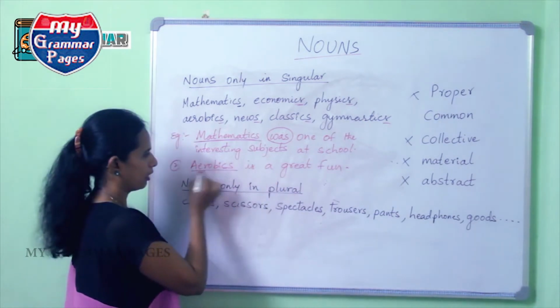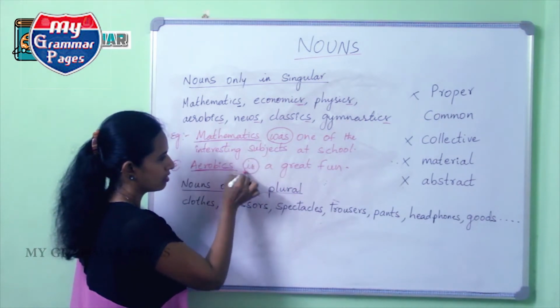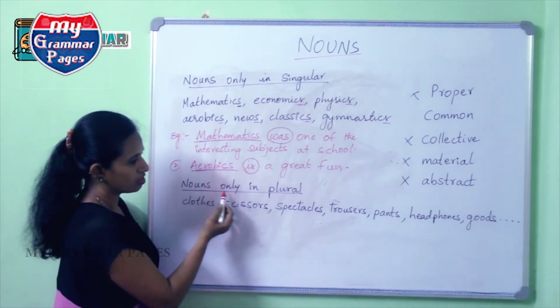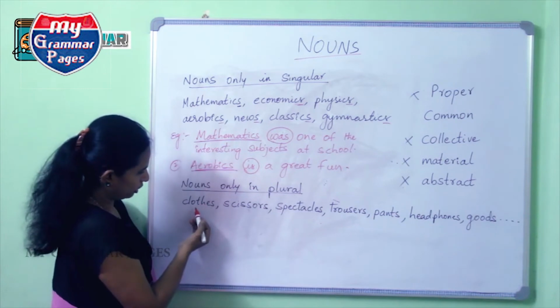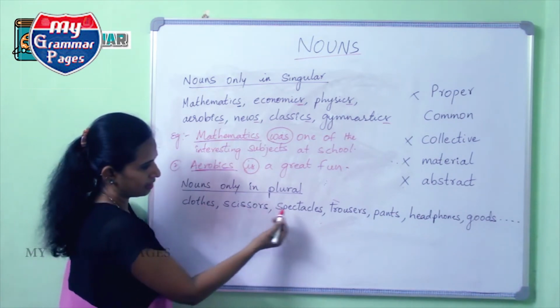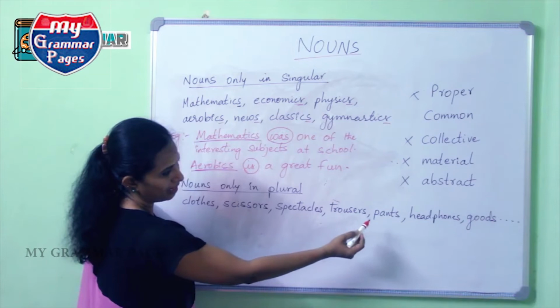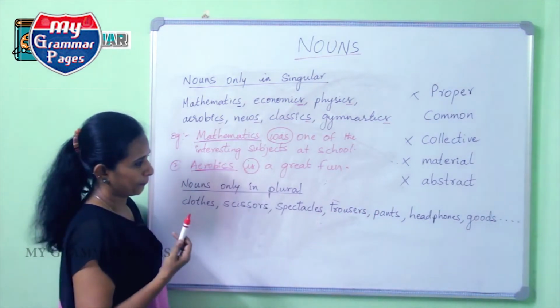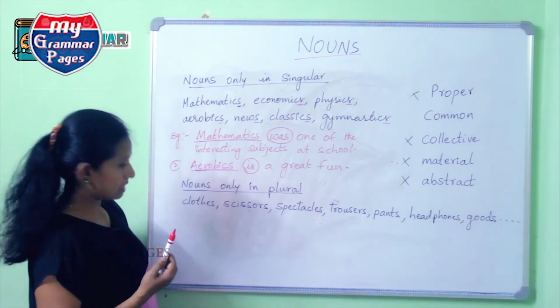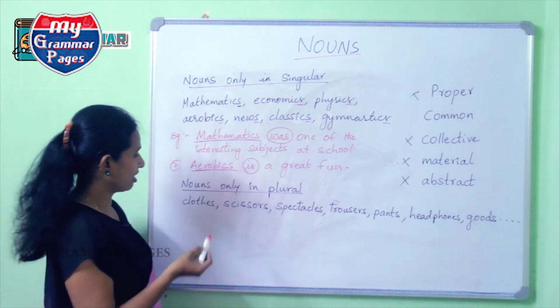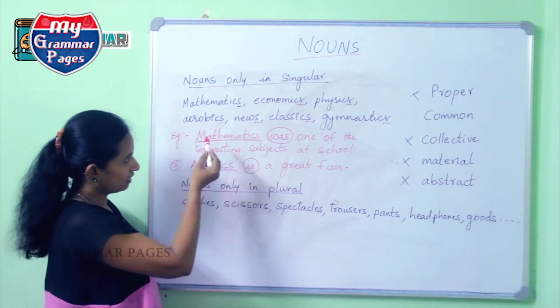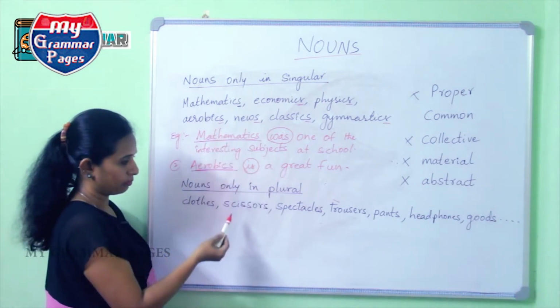In this, once again, aerobics has taken only the singular verb. Now coming to the next one, that is nouns which exist only in plural form. Look at this one: clothes, scissors, spectacles, trousers, pants, headphones, goods, sunglasses, savings, earnings. They all come under the nouns which exist only in the plural form.